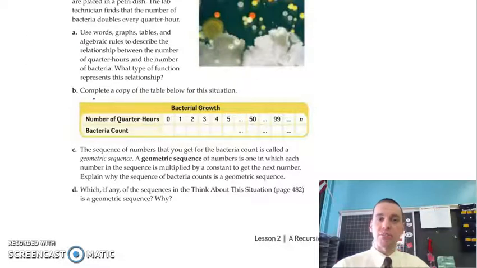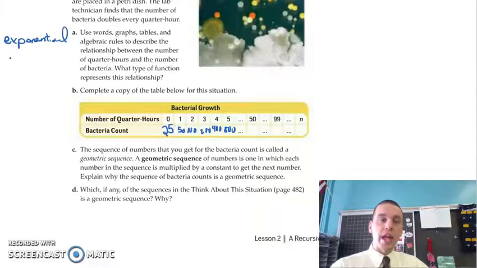Well, let's just actually complete the table below. So 0, we already know is 25. At 1 quarter hour, if we double that, that's 50. Double that, that's 100. Double that, 200, 400, 800, and all the way up. What is it when we multiply by 2? What function is that? If you guys don't know it, we need to know it. That's an exponential function.